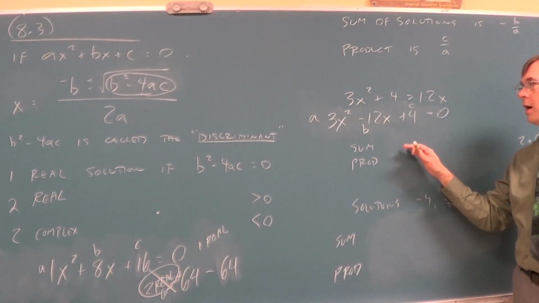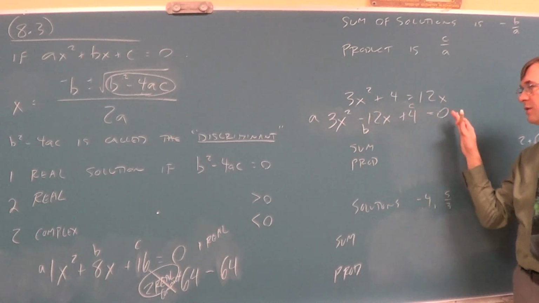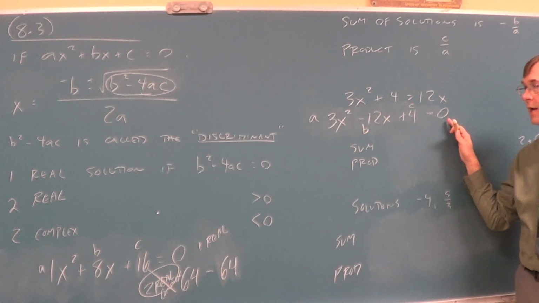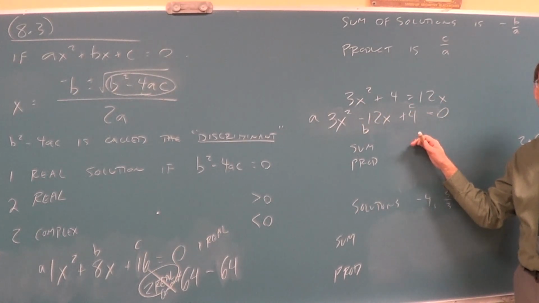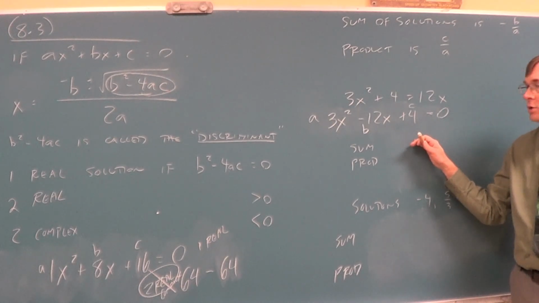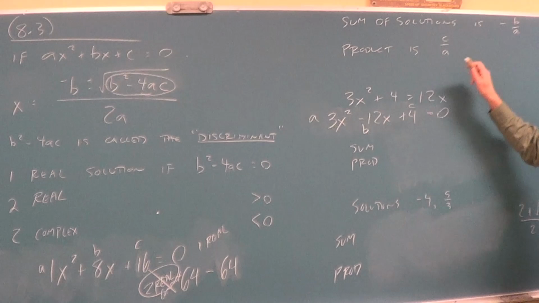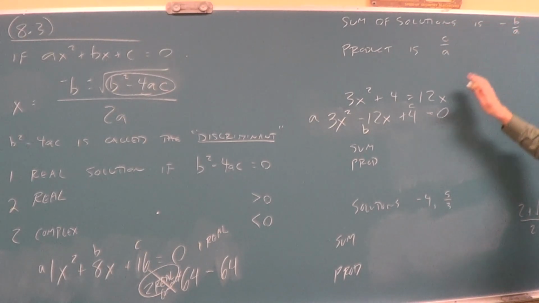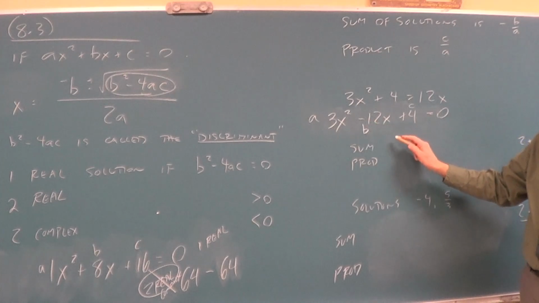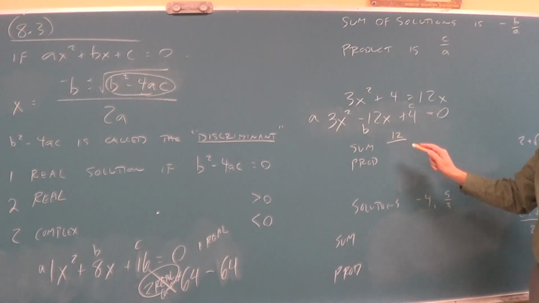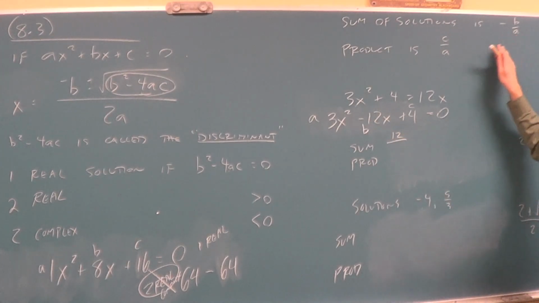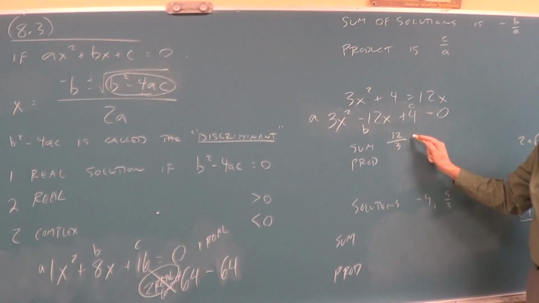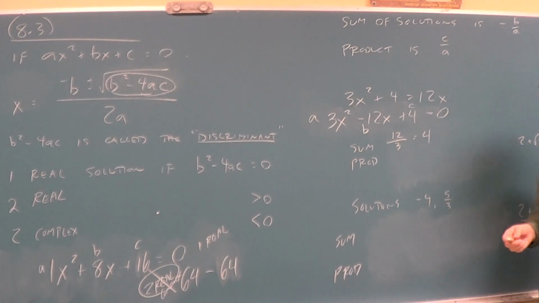The second part of the homework is going to ask you, once things have been made equal to 0, to just say, what is the sum of the answers? They don't care what the answers are still. They just want to know, if we got answers, what would their sum be? So we just use this fact. The sum is always the opposite of b. So the opposite of negative 12 is positive 12, divided by a. And if we divide by 3, the sum of the answers would be 4.